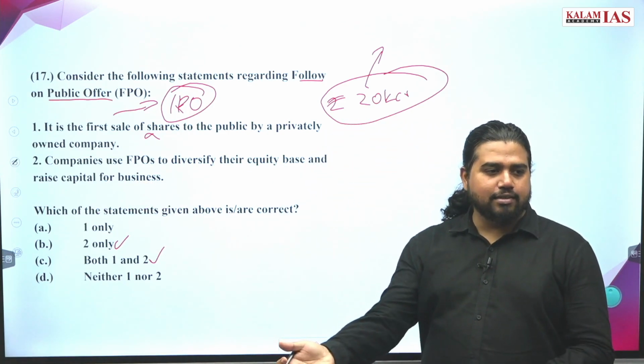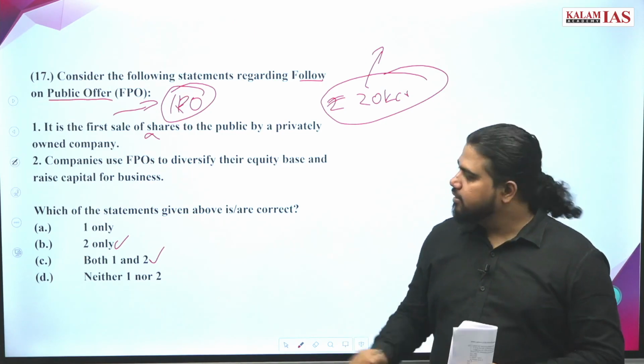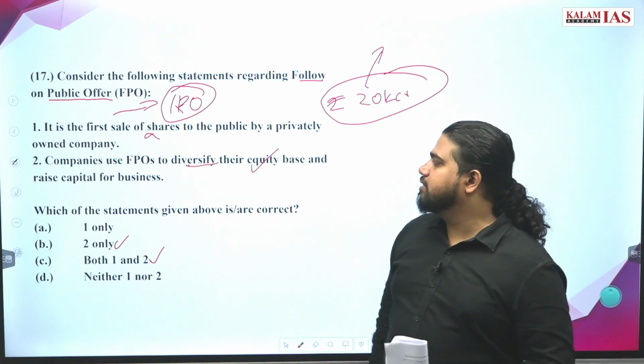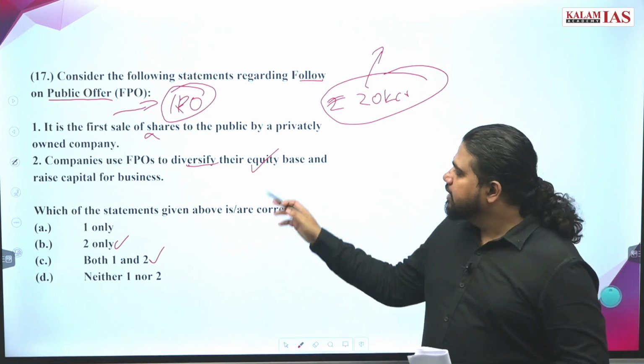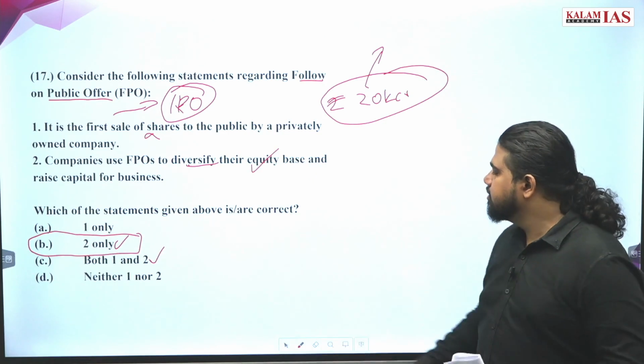Companies use FPOs to diversify equity base and raise capital for the business. Why are companies putting shares out for the public? Simply to raise money from the public. If more shares are there, more diversification of equity will be there. Second statement is absolutely correct. B is the correct answer here.